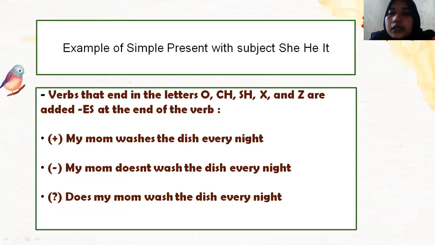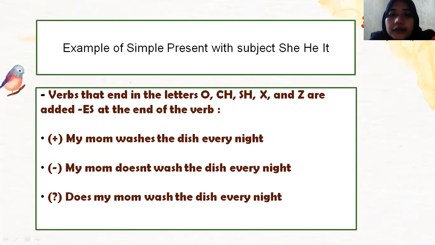Examples of simple present with subject she, he, it. For the words that end in the letters O, CH, SH, X, and Z, we add ES at the end of the word. For example, positive: my mom washes the dish every day. We can see in the example that the verb is wash. The verb ends with the letters S and H, and we use ES. My mom washes the dish every day.